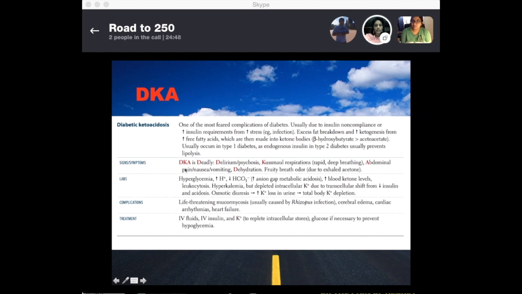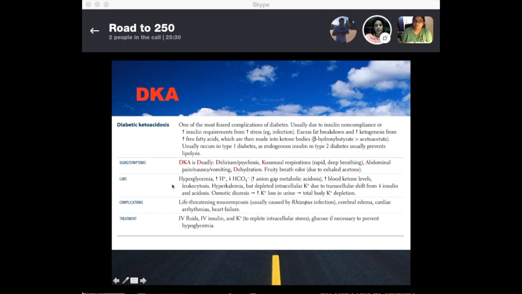So signs and symptoms, DKA, deadly. These patients can have delirium/psychosis, small breathing, which is the rapid deep breathing or the hyperventilation, and abdominal pain, nausea, and vomiting. They also have dehydration because they have the over saturated transporters of glucose, so now glucose is spilling out into the urine, and water follows glucose too. So the body is becoming dehydrated. And the fruity breath odor due to exhaled acetone. So that's our beta hydroxybutyrate.